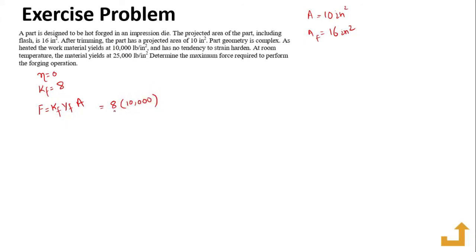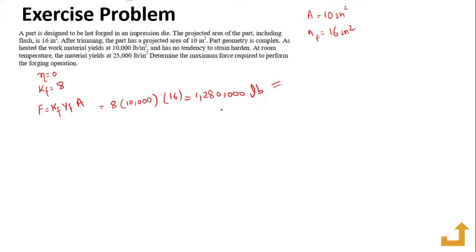But as we are considering the shape factor with the flash, so we are considering the cross-sectional area with the flash as well. So we have 16 inches square of the cross-sectional area. So the final answer would be 1,280,000 pounds. So this is the force required to perform the impression die forging.